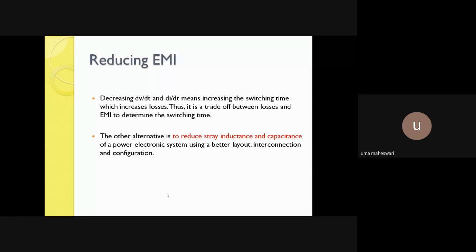So how to reduce? By increasing the switching time, but it indirectly increases the losses. So there is a trade-off, and the designer has to decide which has to be given preference, and get it done correctly without affecting the functionality. The other alternative is to reduce the stray inductance and capacitance of the system by using better layout, better interconnections, interface configurations, etc.